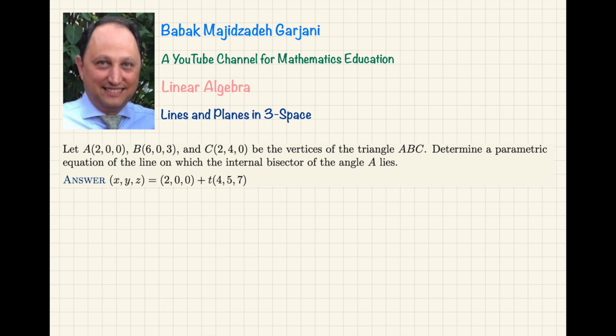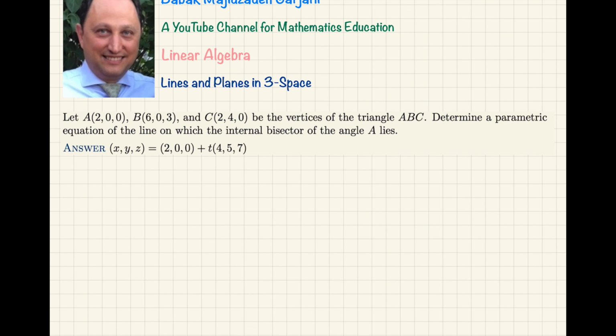Okay, now let me solve the problem for you. Let us sketch a figure for ourselves to understand the problem better. So for example, assume that this is my triangle ABC, and let me name it A, B, and C. My goal is to find an equation for the line on which the internal bisector of the angle A lies. So assume that this is the angle bisector here, so I will try to do my best to draw it well.